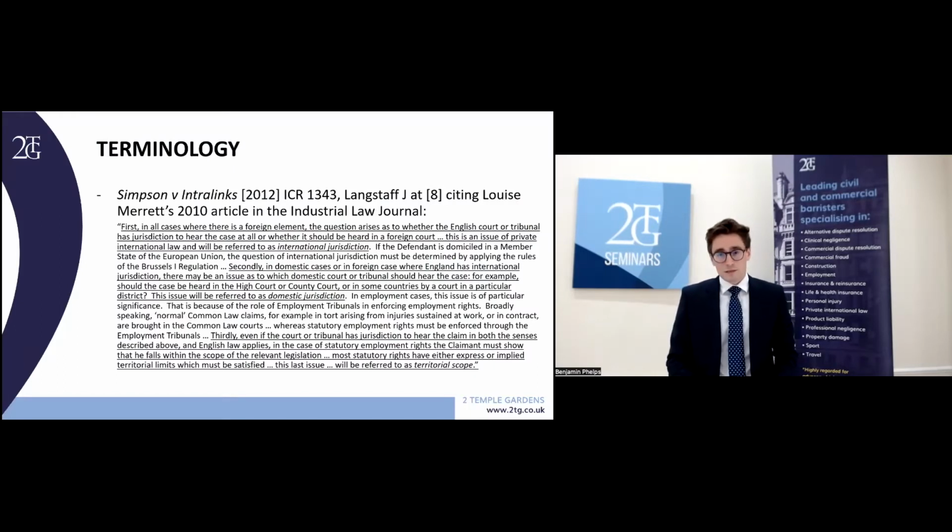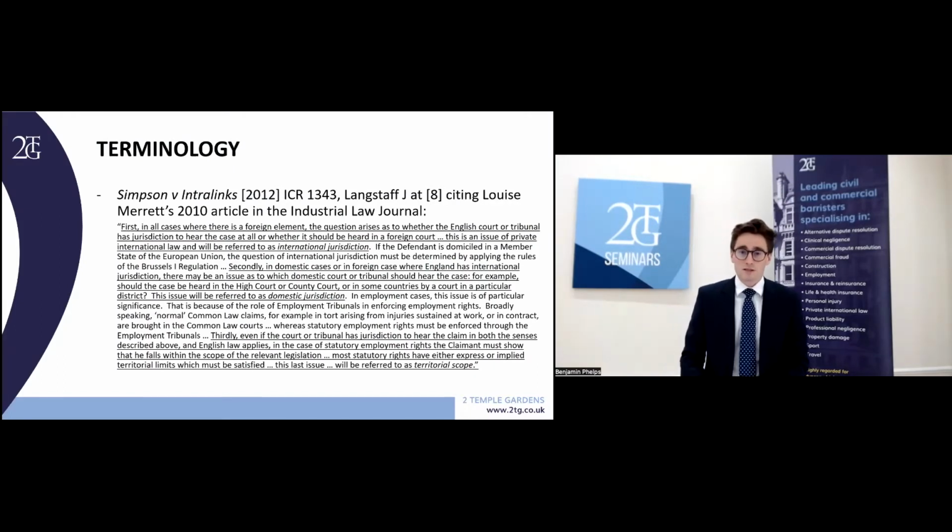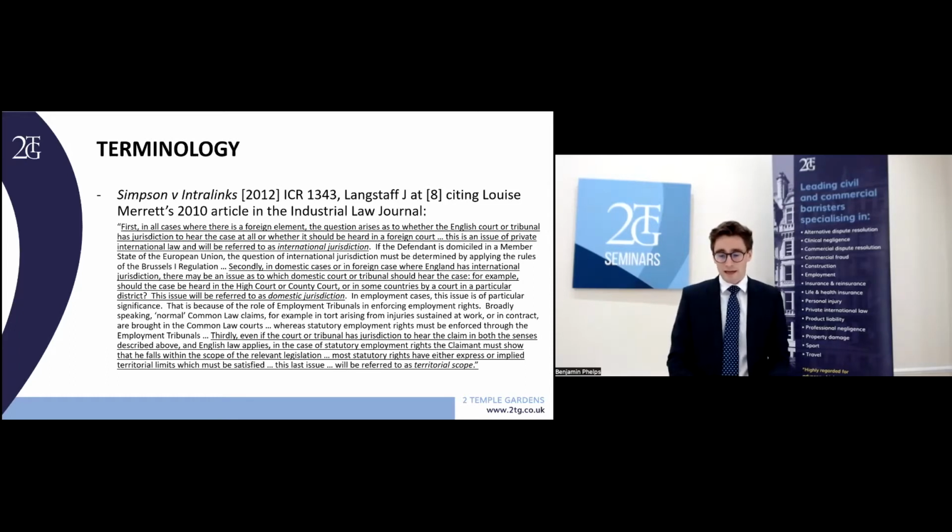Before we get into the meat of today's talk, however, we need to talk about terminology first. That's because the term jurisdiction is used in a variety of different contexts in employment litigation, and in each context, it has a distinct meaning. The first context refers to the circumstances in which an English court or tribunal will accept jurisdiction over a claim with an ostensibly international element, as opposed to requiring that the claim be heard in a foreign court. This will be referred to as international jurisdiction.